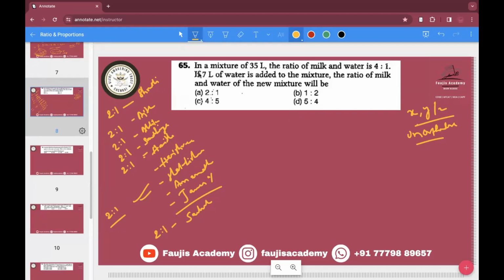So let's jump in. In a mixture of 35 liters, the ratio of milk and water is 4:1. So 35 liters. How much milk and how much water? Tell me. 28 and 7. 7 liters of water is added to the mixture. The ratio of milk and water in the new mixture is how much? 28:14. How much is that? 2:1. Was it that tough, guys?